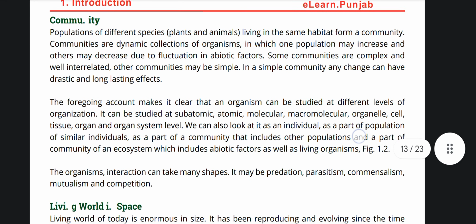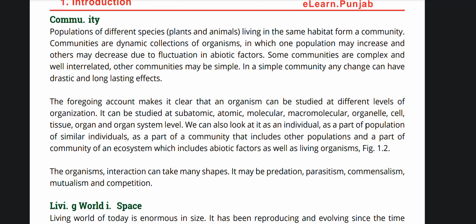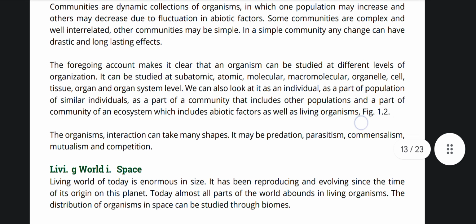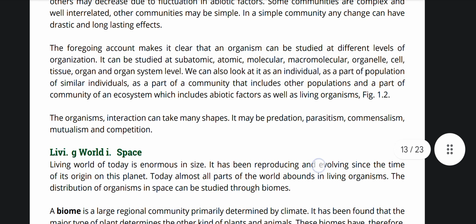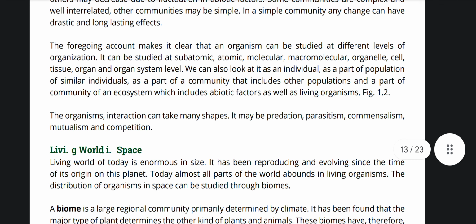Community. Populations of different species living in the same habitat form a community. Communities are dynamic collections of organisms in which one population may increase and another may decrease due to fluctuation in the abiotic factors. Some communities are complex and well interrelated, while other communities may be simple. In a simpler community, any change can have drastic or long-lasting effects.